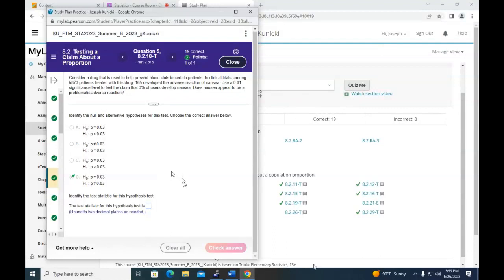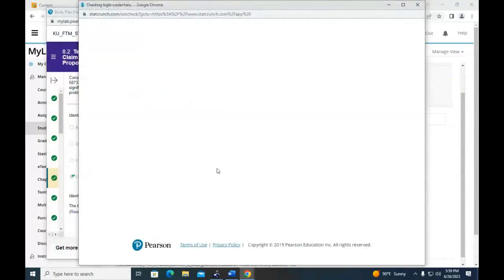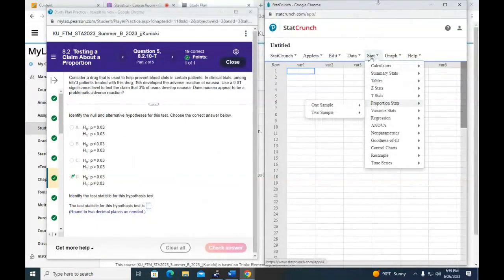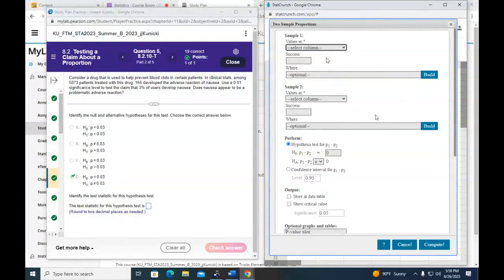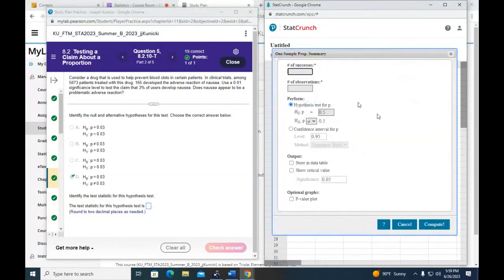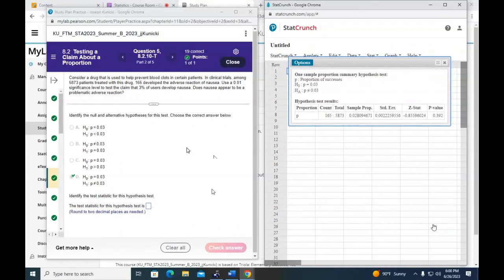Identify the test statistic for this hypothesis. We're not going to calculate it, we're going to let the computer calculate it. So open StatCrunch. This is a proportion. I go to Stat, Proportions, one sample with summary. The number of successes is 165. Notice that the ones that developed adverse reactions are the successes. This is statistical success. The sample size is 5873, the proportion is 0.03, and it's two tailed. So it's all set.